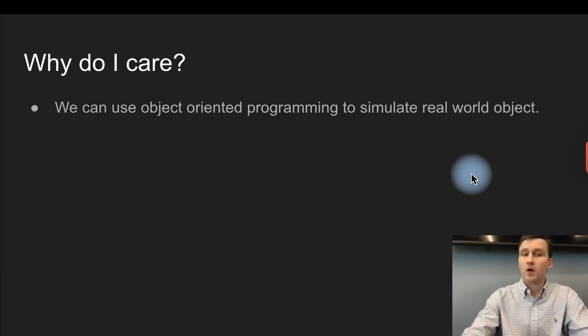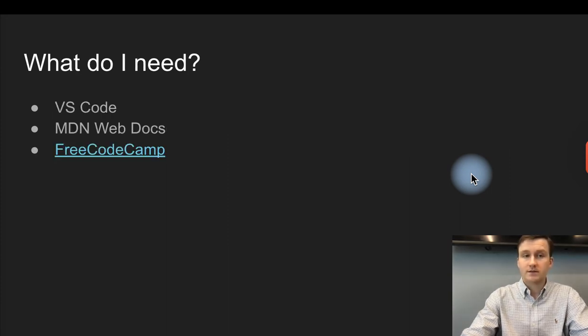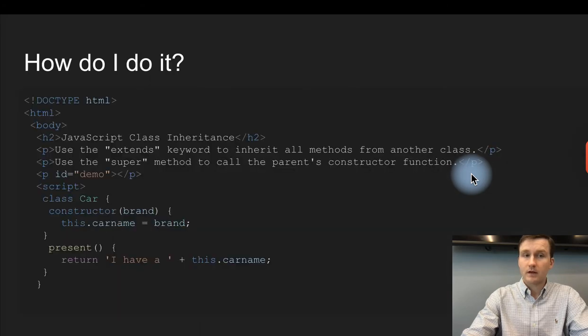Object-oriented programming. Why do I care? We can use object-oriented programming to simulate real-world objects. What do I need? VS Code, Mozilla developer documentation, and freeCodeCamp. How do I do it?